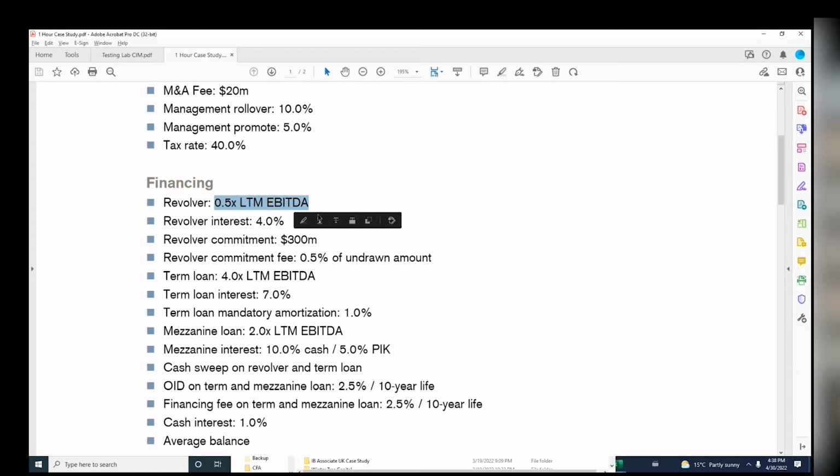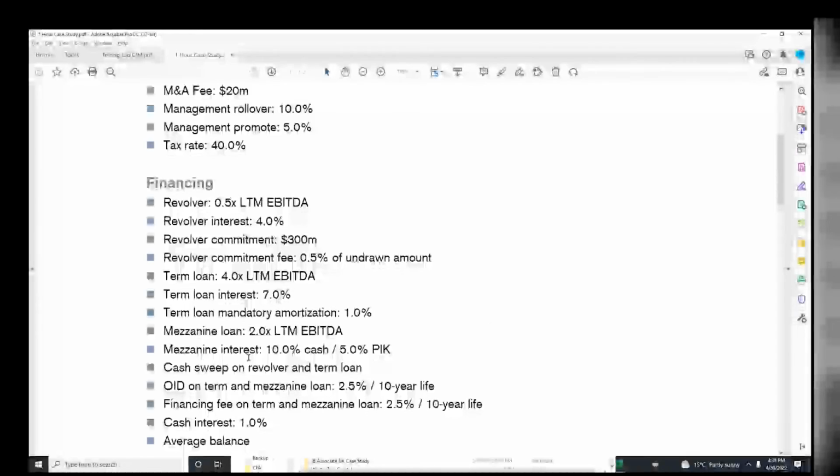Here's the debt. Okay, so the debt's straightforward. It's usually given in terms of EBITDA, right? Different kinds of debt. They give us the interest. There's actually a commitment fee. So that means sometimes there's a fee charged on the amount of the revolver you haven't drawn. So it's 0.5%. There's some mandatory amortization on the term loan, 1%. There's some mezz interest of 5%.